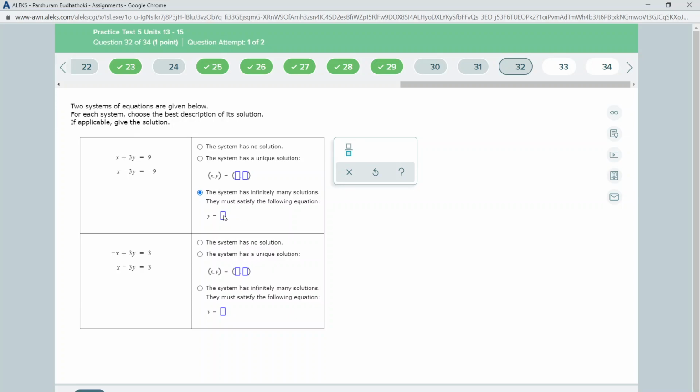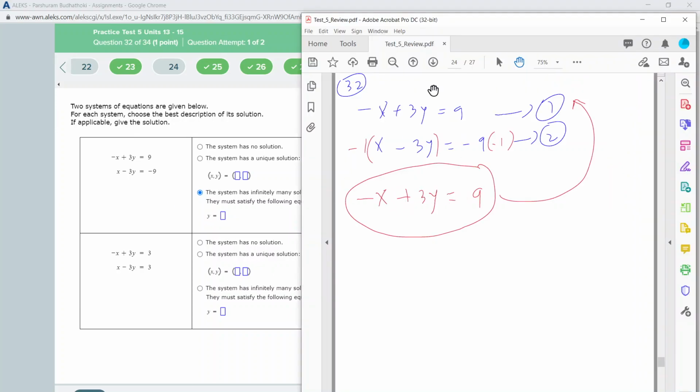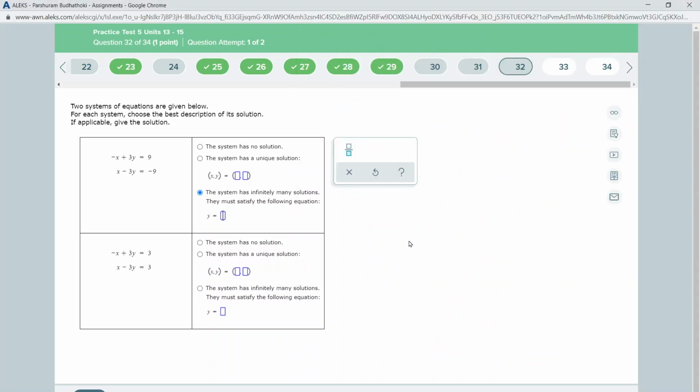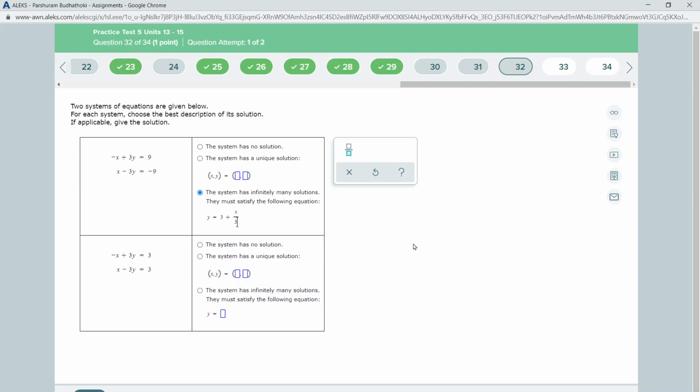For finding the value of y, just solve for y by using one of the equations. Let's say use this one. How do you get y? Just bring this x to the right side by adding x. That will be 3y equals 9 plus x. Now to find y, divide both sides by 3. That will be y equals, 9 divided by 3 is 3, plus x over 3. So that is your solution, and there are infinitely many solutions: y equals 3 plus x over 3. And you can do the same thing on the second problem.